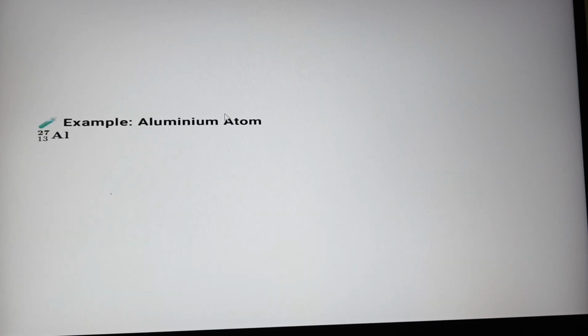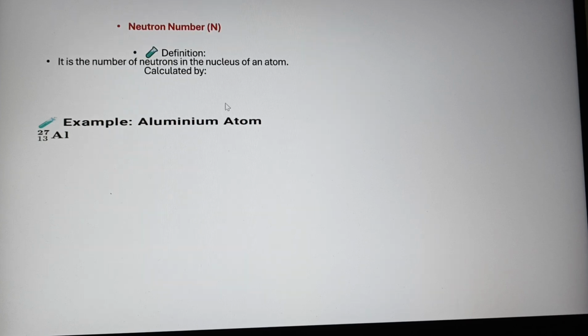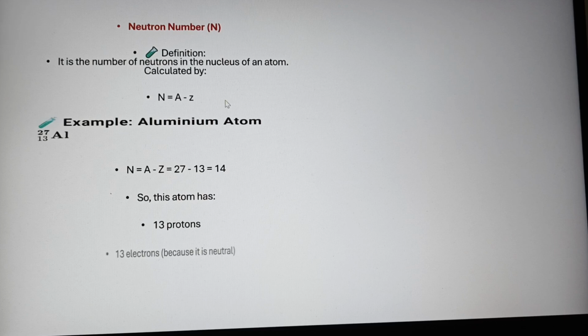For this we take the example of the aluminium atom. Here 13 is the atomic number and 27 is the mass number. Since the number of protons is equal to the number of electrons, the number of electrons is also equal to 13. So here protons are 13, neutrons are 14 and electrons are also 13.